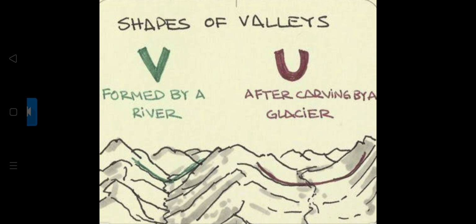Look at the shapes of valleys. V-shaped is formed by a river, and after carving by a glacier, which shape is formed? A U-shaped.